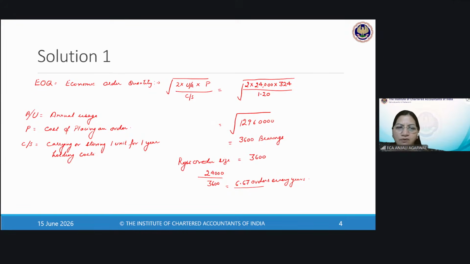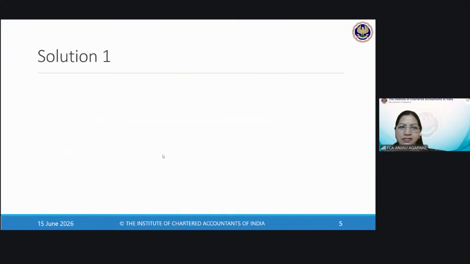Right? Now, what do we understand by cost of placing an order and cost of carrying one unit? So let's understand this in a little detail. Cost of placing an order means whenever you place an order, you have to go to the market. There would be freight costs, carriage costs. There would be purchase department salaries. Then there would be loading, unloading. All these costs are involved whenever you place an order.